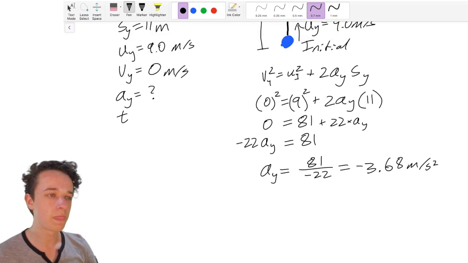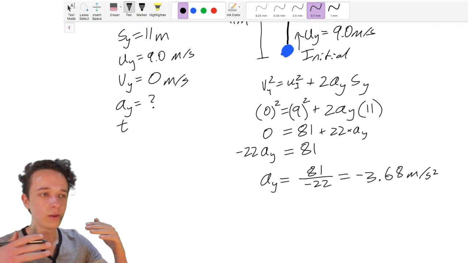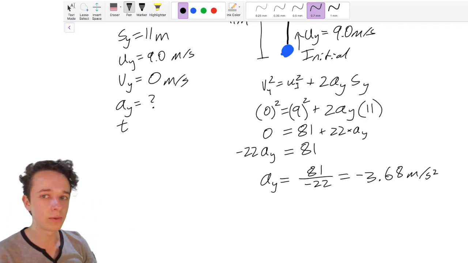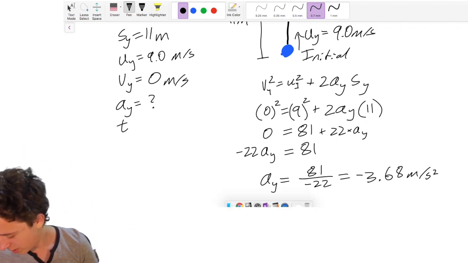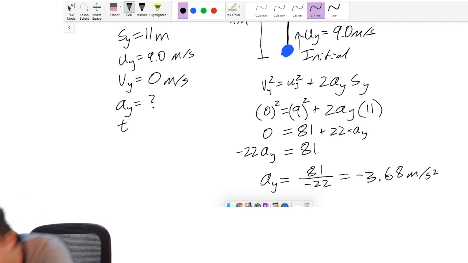And that negative is good because that's in line with the convention that we are accelerating downwards when we drop something. Whoops, which I literally did.